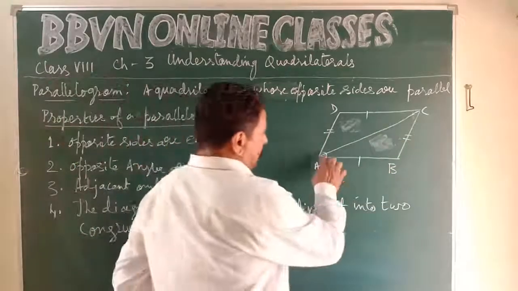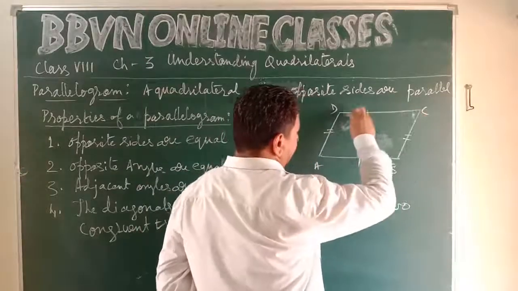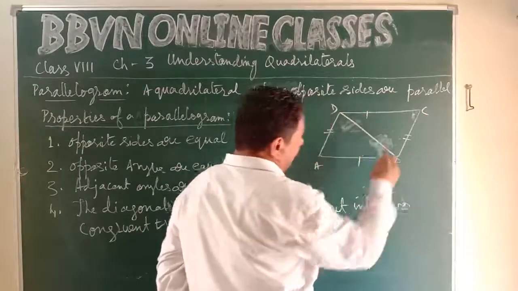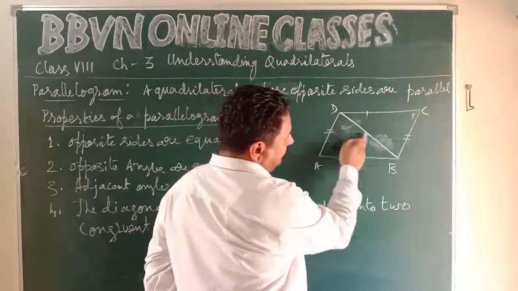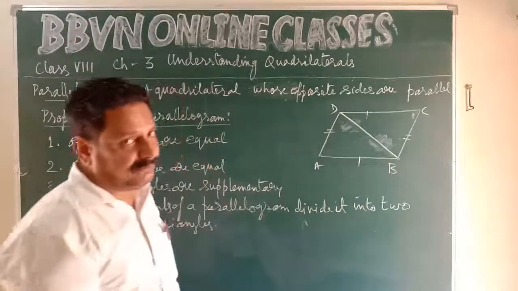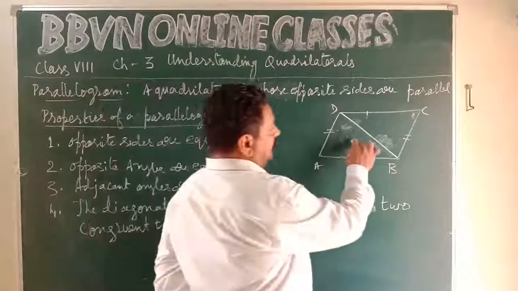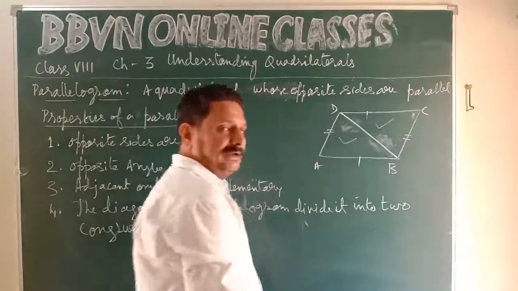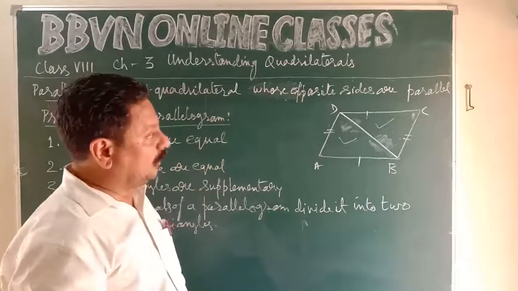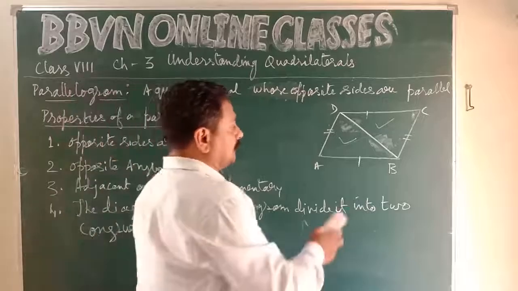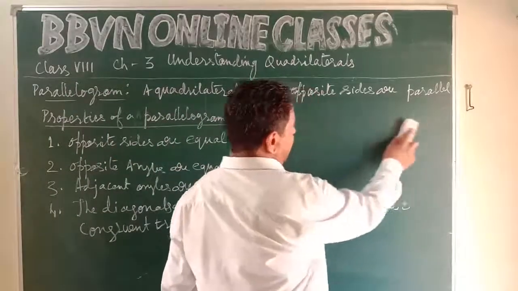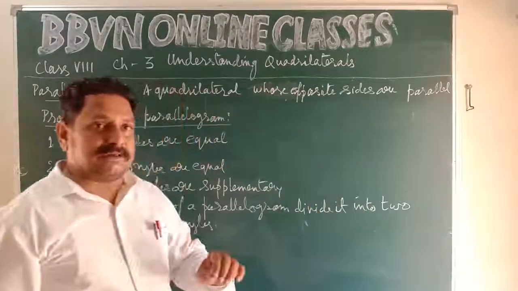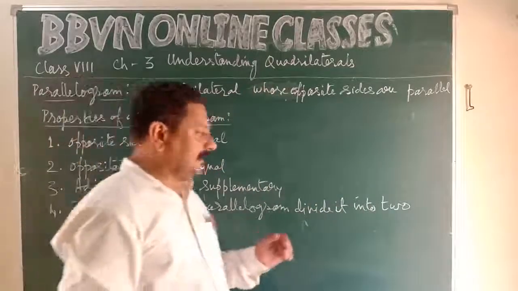Okay? One more, if you take another diagonal BD, again you see these two sides are equal, these two sides are equal, and this is the common side in both the triangles, so they will be congruent. So this triangle as well as this triangle, these two triangles will be congruent. So always remember, the diagonals of a parallelogram always divide it into two congruent triangles. Congruent means which are similar in shape and equal in area.